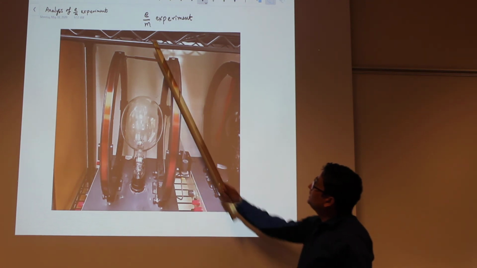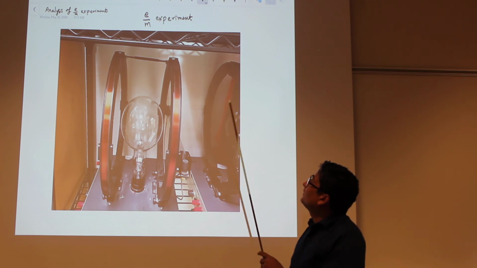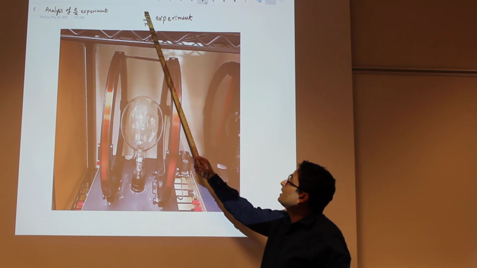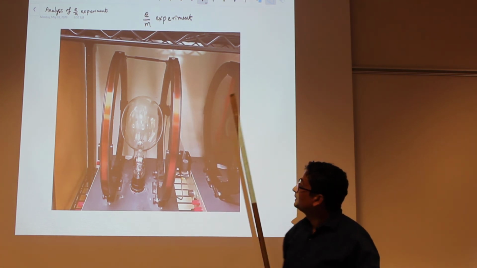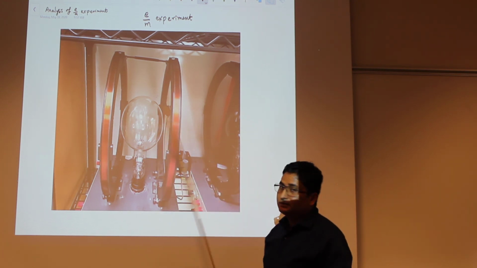Okay, so this is the e over m experiment. In this lab, we will find out the ratio of the charge to the mass of an electron. So, this is the apparatus we're going to use.